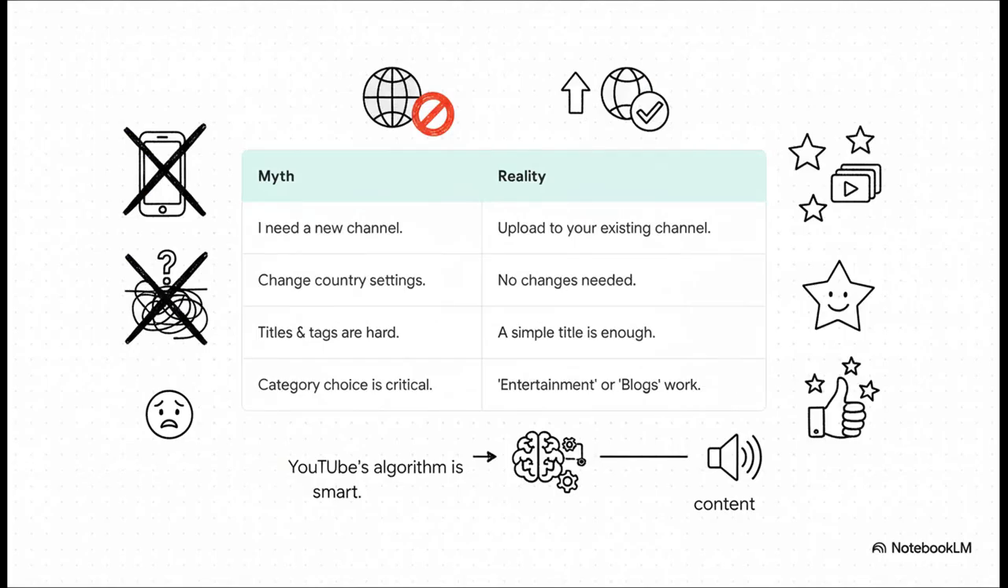Myth number 1, I need a brand new channel. Nope, you can upload this right to your existing one. Myth 2, I have to change my channel's country. Absolutely not. Don't touch a thing. What about titles, tags, categories? Keep it simple. A basic title and a hashtag is plenty. The algorithm is so smart these days, it figures everything out from the language and captions in your actual video.